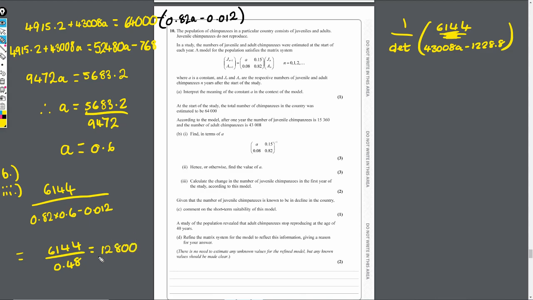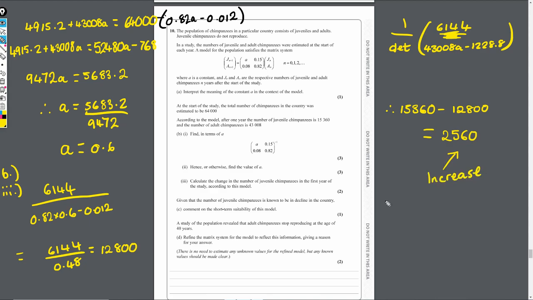So we started with 12,800. The next year there was 15,360. So how do we work out the increase? Oh, we're just going to subtract them, right? Nice and easy. Do this on your calculator, and what you'll get is 2,560 chimps. So that's the increase. So that's my increase.